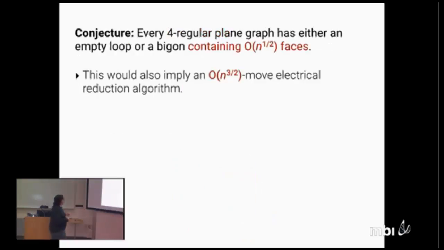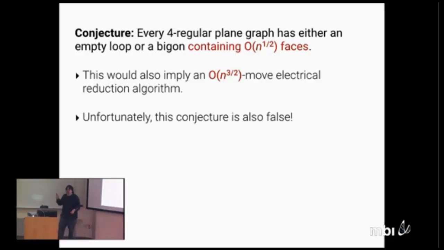Another possibility is to go all the way back to Steinitz and say, let's look for a bigon, but maybe we can always find a bigon where the area is small. If we could always find a bigon where the number of internal faces was square root of n, then we'd spend square root of n time getting rid of that one vertex, and that comes out to n to the 3/2. Unfortunately, and this took us a bit of time, this conjecture is also false. And here's the example.